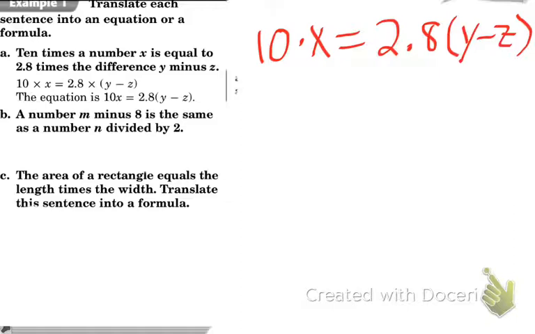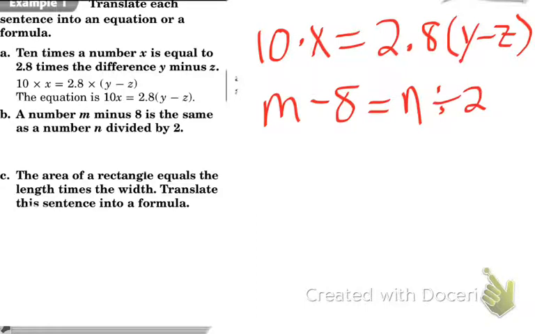Alright, so let's take a look at the second one. It says a number m minus 8 is the same as a number n divided by 2. Okay, so let's go from the beginning. A number m minus 8. In other words, they're saying m minus 8. Is the same, meaning equal, as a number n divided by 2. So in other words, n divided by 2.